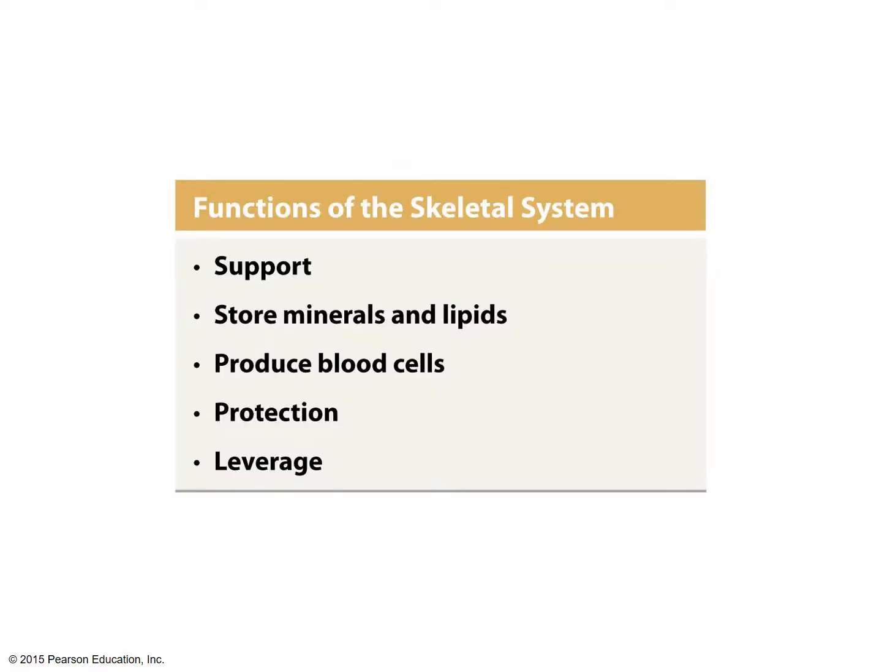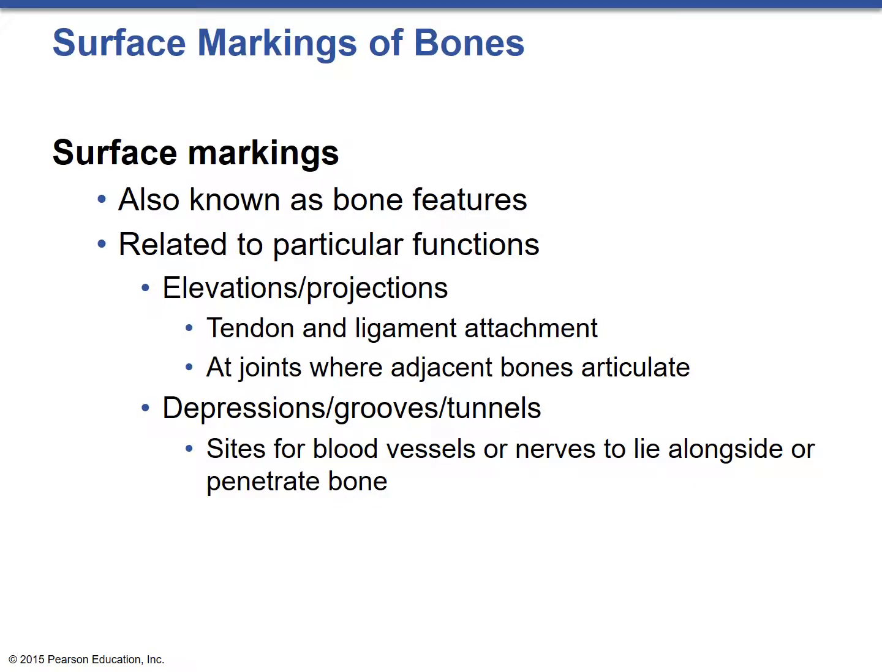Just to review, the functions of the skeletal system are to provide structural support, to store minerals, primarily calcium, and lipids, produce blood cells, protection, and then of course movement or leverage. Now there are many surface markings on bones. There are external and sometimes internal features that tell us more about the attachments of muscles or ligaments, where certain structures might reside, or where blood vessels and nerves pass through.